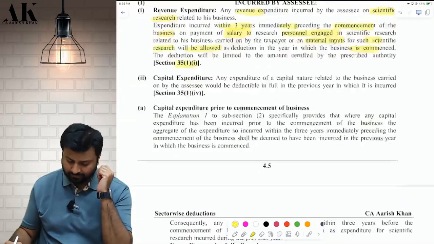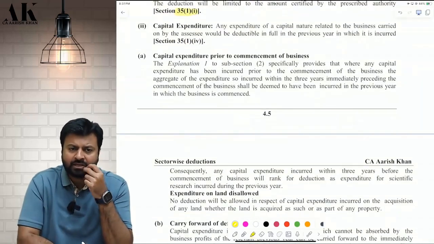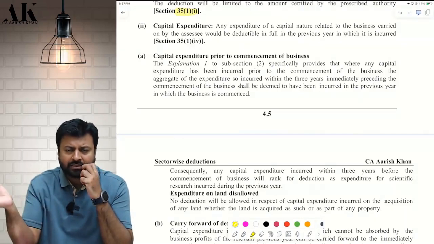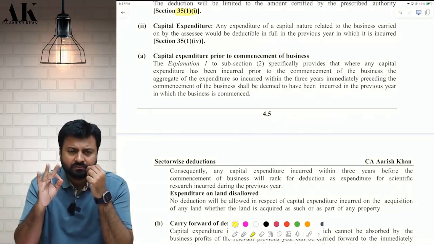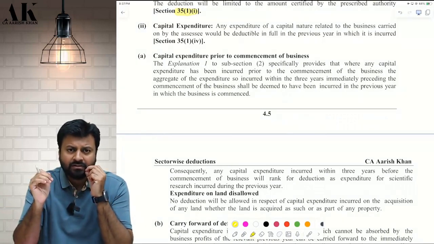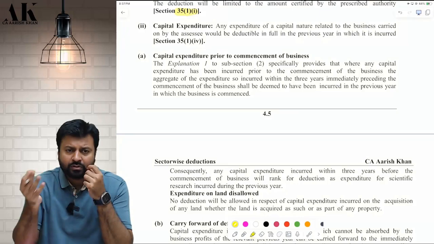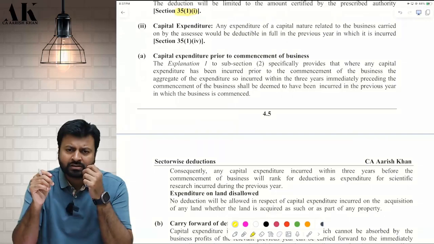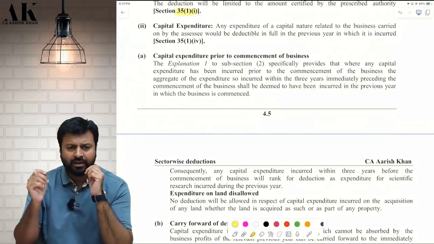Under 35(1)(i). What about capital expenditure? First tell me and then we will read. What do you know about capital expenditure? Tell me fast. Pre-commencement allowed. How many years? Except land. Post-commencement also allowed. Except land. 100% will be allowed. What about the loss? Treated as UAD. Correct?